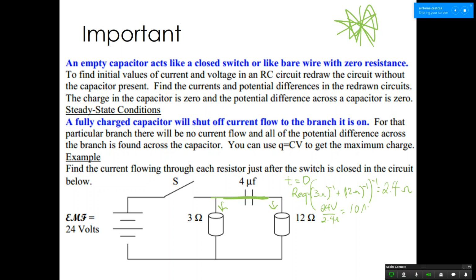Now we can figure out what the current is going through each one. So we know that the voltage drop across each resistor has to be 24. If the voltage drop is 24 and our resistance is 3, here you're going to get 8 amps, and then by default here you're going to have 2 amps. No, you're right. You don't need a total current. It's a good way to check your work though, because these two numbers should add up to your total.